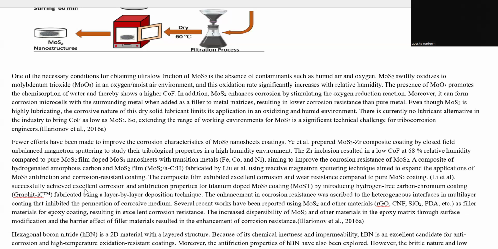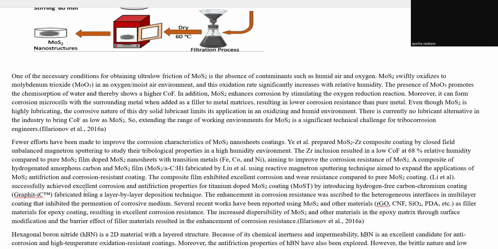Fewer efforts have been made to improve the corrosion characteristics of molybdenum disulfide nanosheet coatings. They prepared molybdenum disulfide zirconium composite coatings by closed field unbalanced magnetron sputtering to study their tribological properties in a high humidity environment. The zirconium inclusion resulted in a low COF at 68% relative humidity compared to pure molybdenum disulfide film.